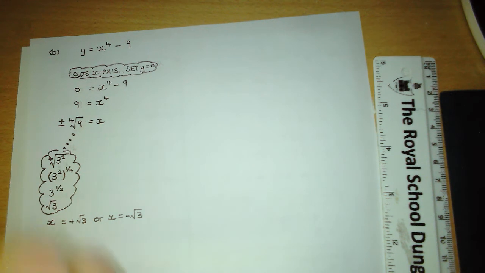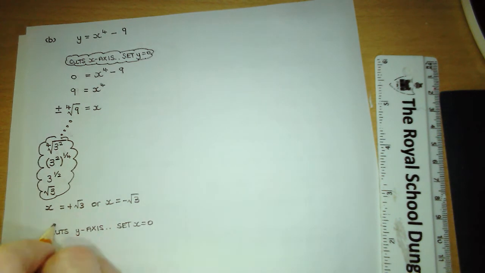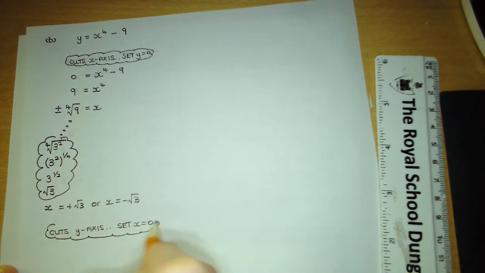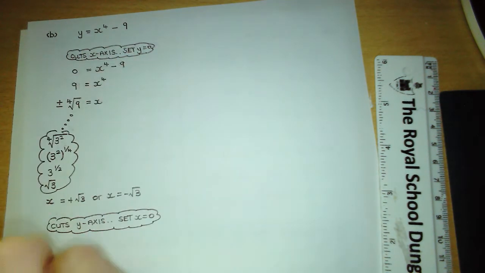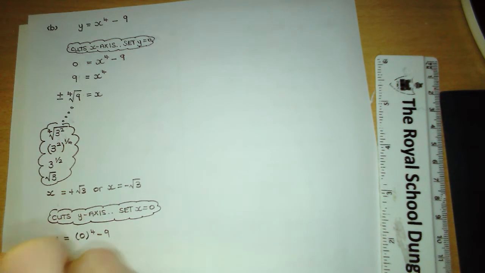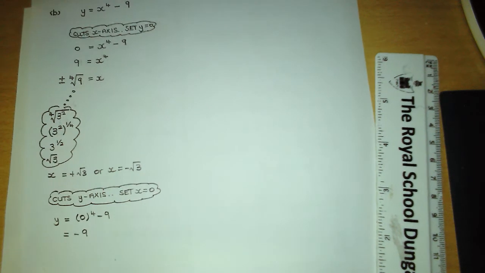What about the y-axis? So to find where it cuts the y-axis, we're going to set x equal to 0. Okay, so we'll go to our curve, replace x with 0, so we're going to get y equals 0 to the power of 4, subtract 9, so that's just going to give us negative 9. So far so good. Okay, next thing, turning points.